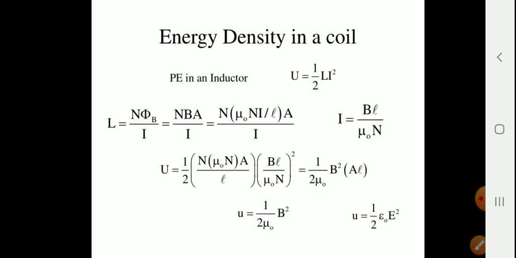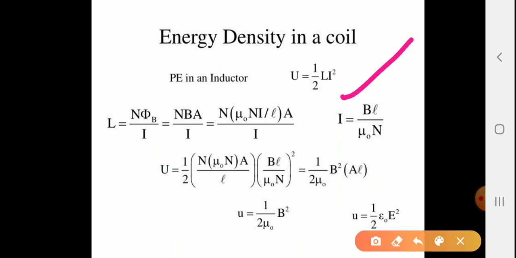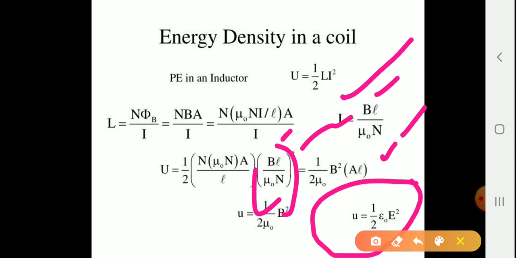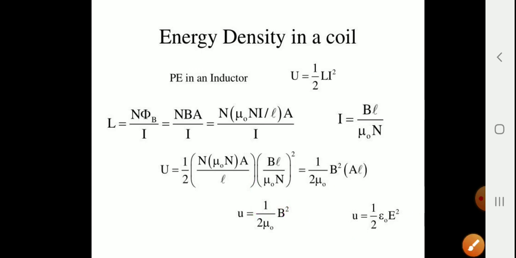Energy density in a coil, the energy in an inductor U equal to 1 by 2 L i square. So L equal to n phi B upon I equal to n B A upon I equal to n mu 0 n I upon l times A upon I. So I equal to B l upon mu 0 n. So U equal to 1 by 2 mu 0 n square upon l A times B l upon mu 0 n square, equal to 1 by 2 B square upon mu 0 times A l. So the energy density u equal to 1 by 2 B square upon mu 0. This is the energy density in a coil.